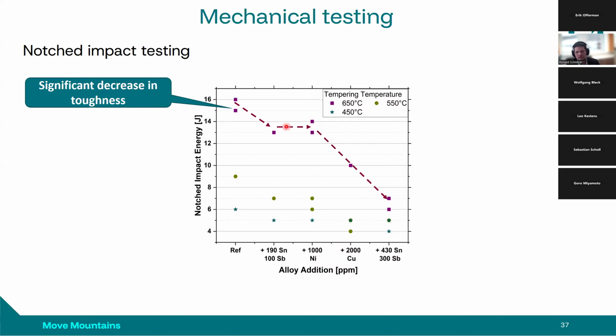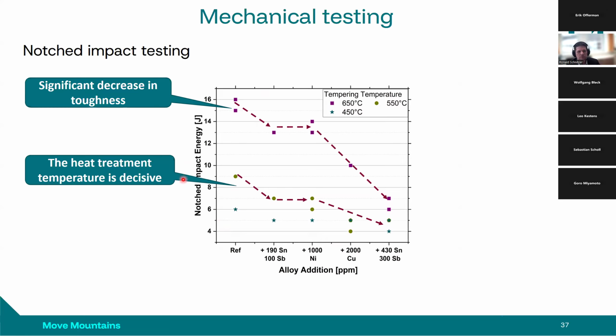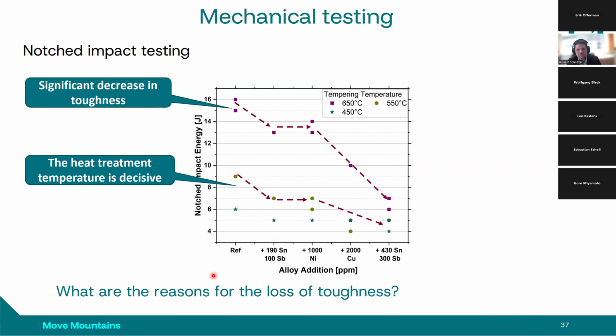One can see a decrease here in the notched impact energy. And of course, what is also important to mention, the heat treatment temperature is very decisive. When you have lower heat treatment temperatures, the star-like dots correspond to 450 degrees C. You can see almost no influence, I would say. And the higher the temperature, the more pronounced is the influence. And now the next question, what is the reason for the loss of the toughness?